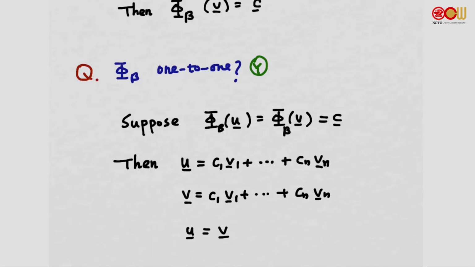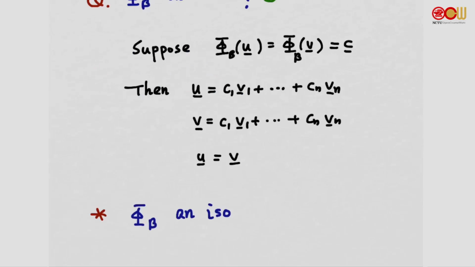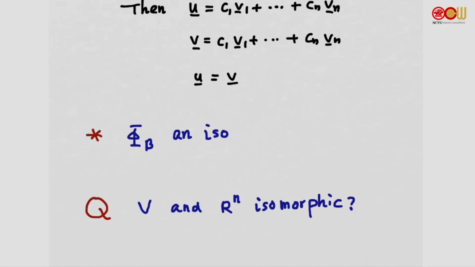It's both one-to-one and onto. So that will make it an isomorphism. Phi B is actually an isomorphism. Does this mean V and Rn are isomorphic? Surely it does, because we have found an isomorphism. Phi B is an isomorphism from V to Rn. So V and Rn are isomorphic.